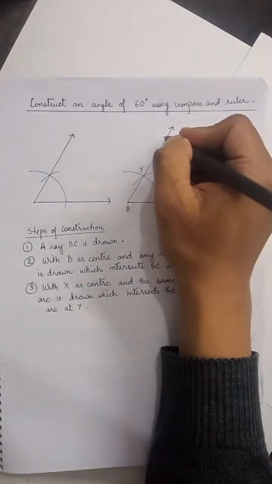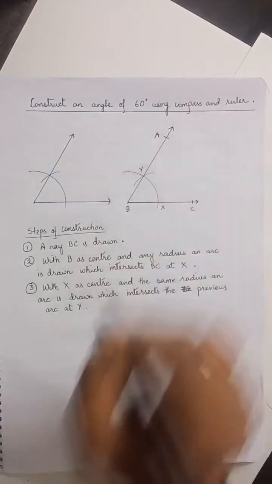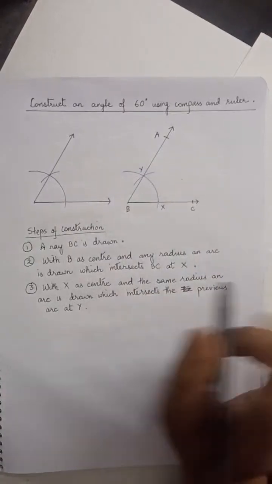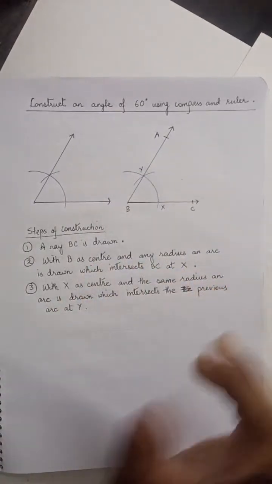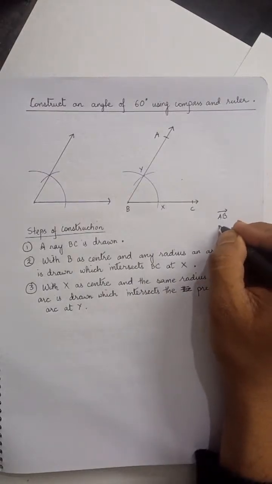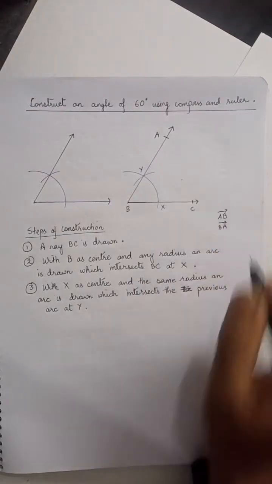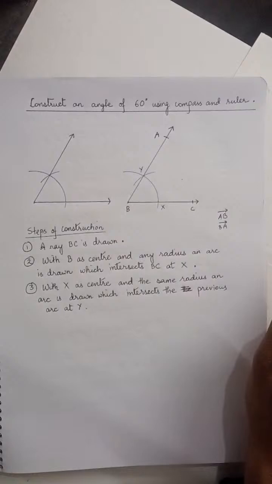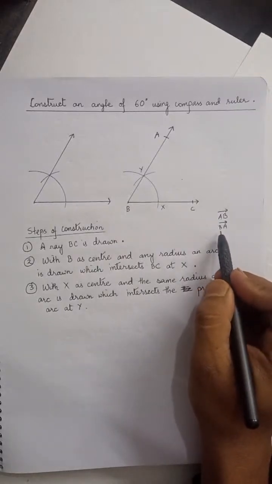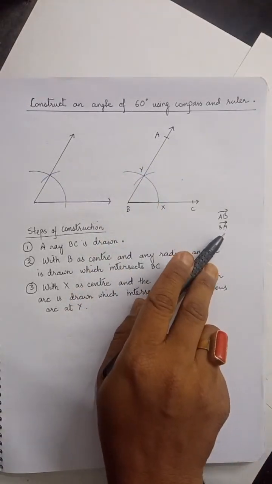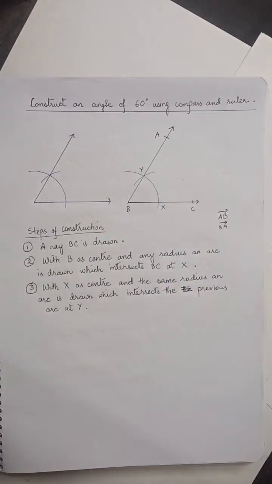Or rather I will name it BA. While naming the ray we have to be careful. There is a difference between ray AB and ray BA. If I write ray AB and ray BA, I'm just showing you the difference. So this means that the end point is at A while B is moving endlessly. And this means that the end point is at B and the ray towards A is moving endlessly. So that is the difference.